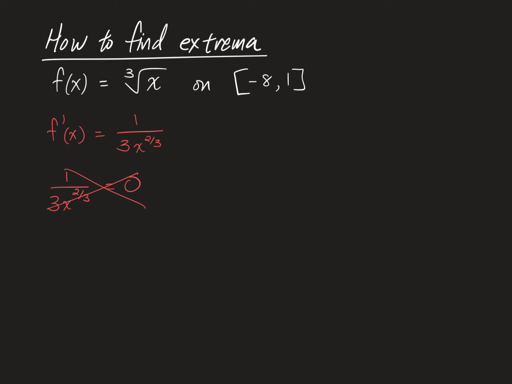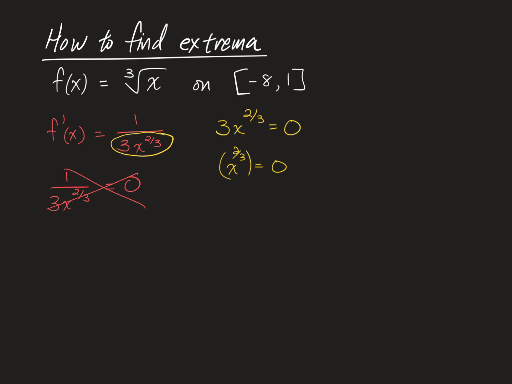But a critical value is defined as the values that make the derivative equal to 0, or where the derivative is undefined. And since we have a denominator here with a variable in it, we can set the denominator equal to 0 and solve for x as well to find where the derivative is undefined. So we can divide both sides by 3.